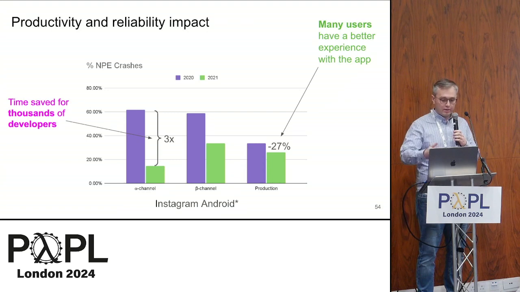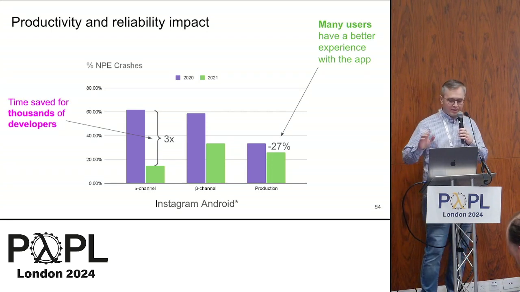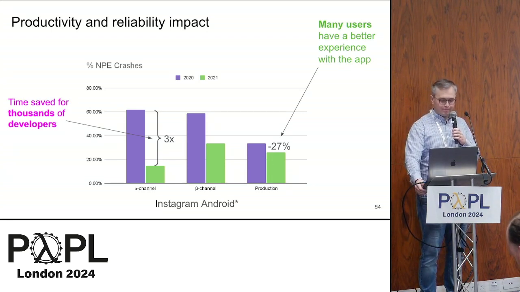But again, real-world reliability is complex. You have all these sorts of interactions between systems. You have things like reflection, JNI, and whatnot. So that's, I would say, a different story.